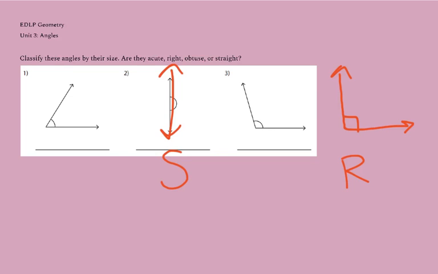So then looking at the two that remain, one of them is bigger and one of them is smaller. Number 1 is smaller than the right angle, so it is acute. And number 3 is bigger than the right angle, making it obtuse.